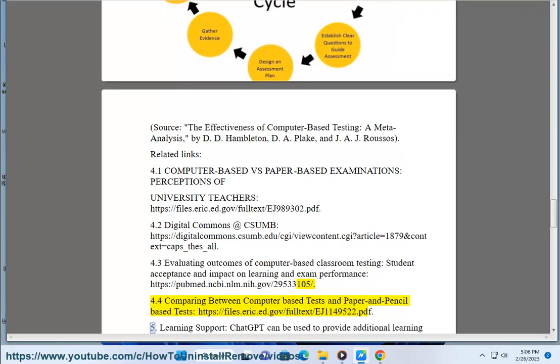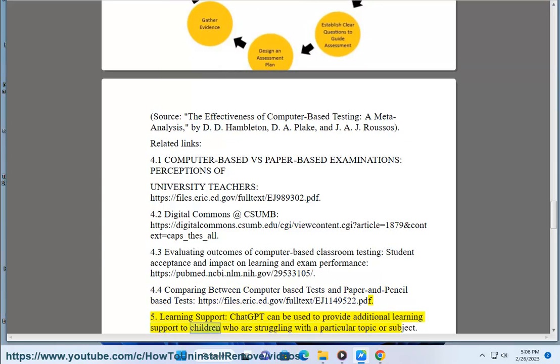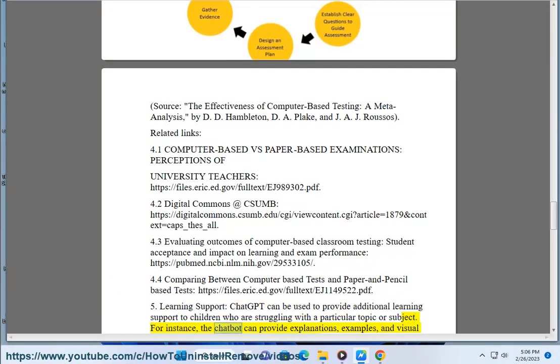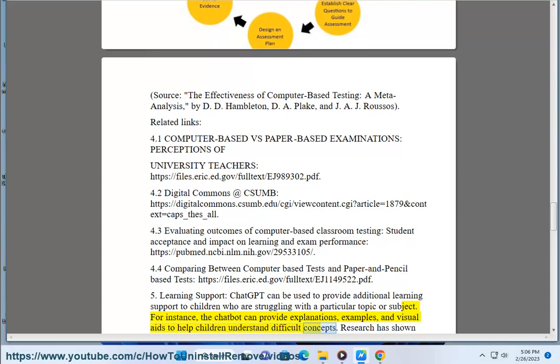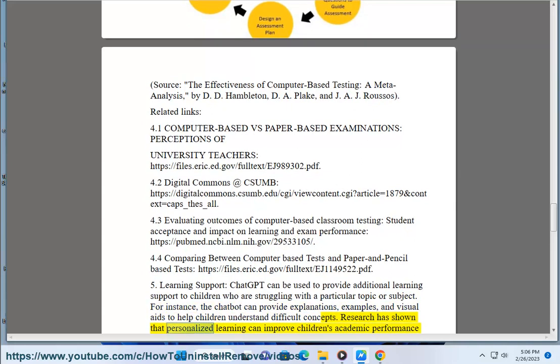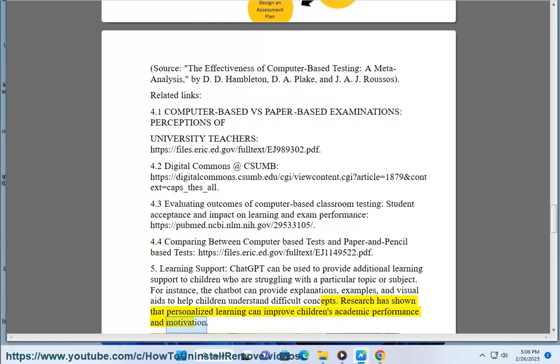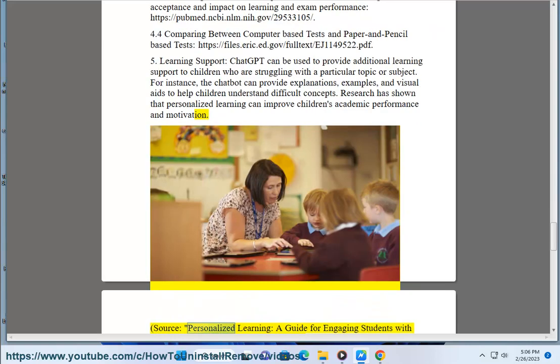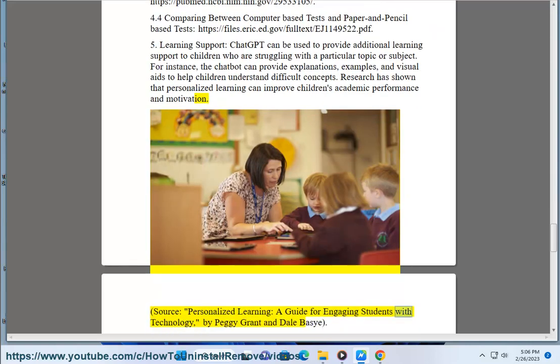5. Learning support. ChatGPT can be used to provide additional learning support to children who are struggling with a particular topic or subject. For instance, the chatbot can provide explanations, examples, and visual aids to help children understand difficult concepts. Research has shown that personalized learning can improve children's academic performance and motivation. Source: Personalized Learning, a guide for engaging students with technology, by Peggy Grant and Dale Bassi.